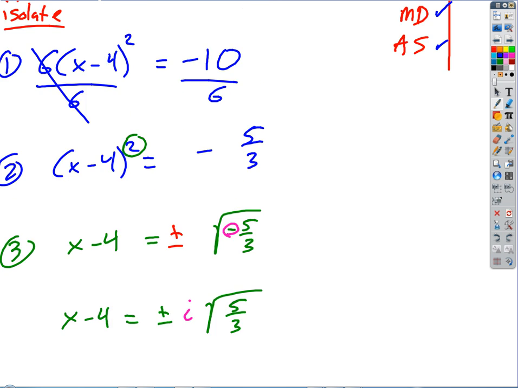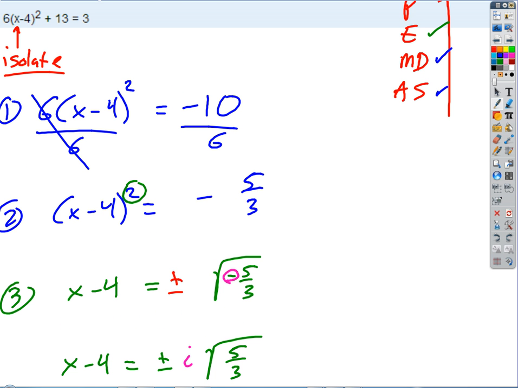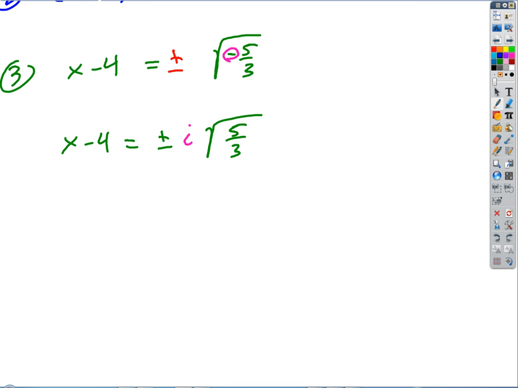So finally we get down to the parentheses, and now we've gotten down to what was originally in the parentheses, the x minus 4. Then the last step would just be to add 4 to both sides. And if I add 4, remember, it just goes in front of the plus or minus. So I get x equals 4 plus or minus i times the square root of 5/3. There you go. Okay, and we want the plus sign. So you just do 4 plus i times the square root of 5/3. Yep. So that's our answer.